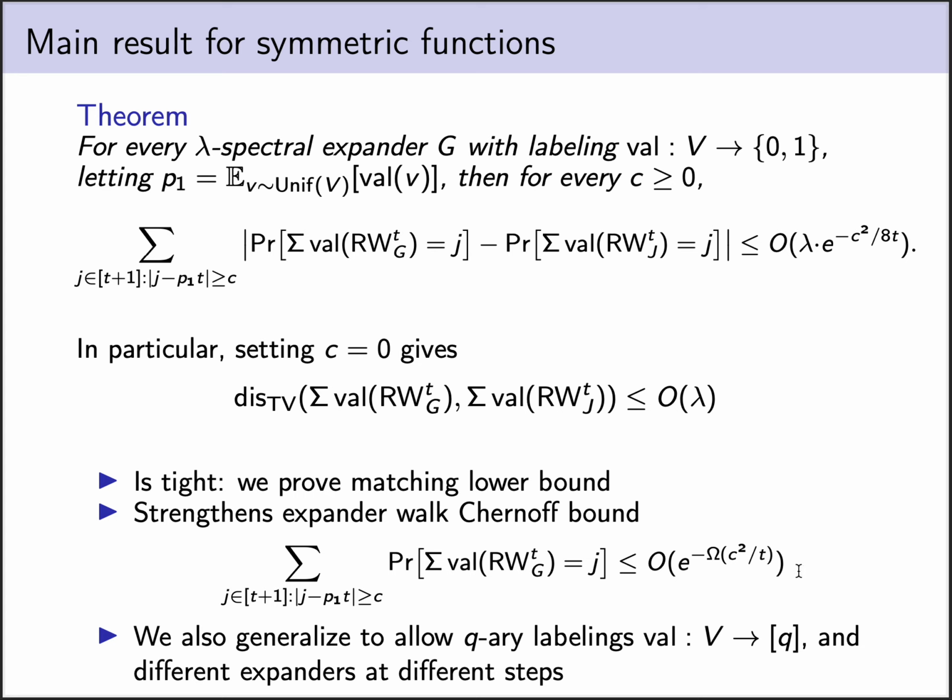So as I mentioned, the expander walk Chernoff bound states that the tails of these two distributions decay approximately as quickly as each other. Our result here shows the stronger statement that these tails actually converge to each other as the spectral expansion gets really good, so as lambda goes to 0, even for a fixed value of c.